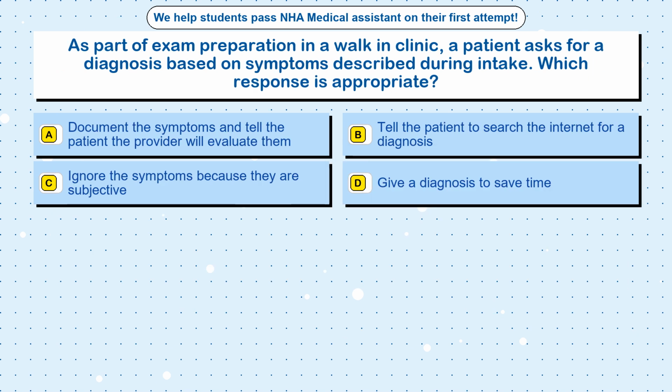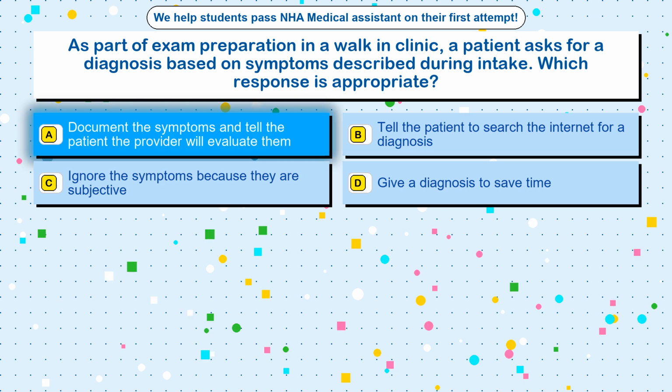Question 27. As part of exam preparation in a walk-in clinic, a patient asks for a diagnosis based on symptoms described during intake. Which response is appropriate? Option A. Document the symptoms and tell the patient the provider will evaluate them. Option B. Tell the patient to search the internet for a diagnosis. Option C. Ignore the symptoms because they are subjective. Option D. Give a diagnosis to save time.